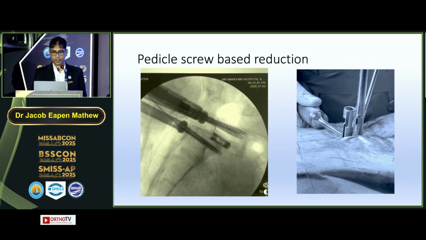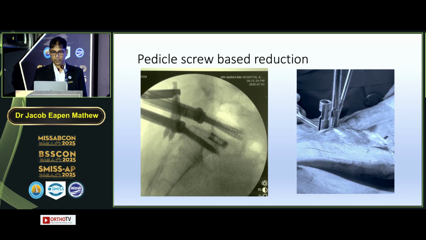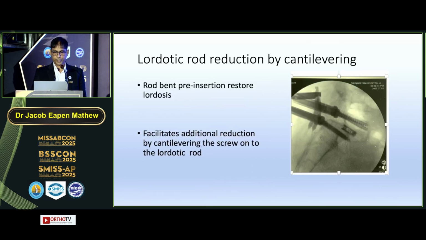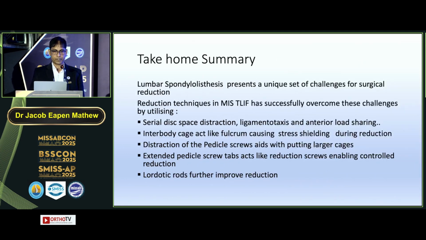This is another video where you are putting a lordotic rod, and putting a lordotic rod actually improves the reduction by utilizing the mechanism of cantilever. You have that much more space by which you can reduce the screw onto the rod. So that's the end result. You can also use expandable interbody cages to expand the disc height.